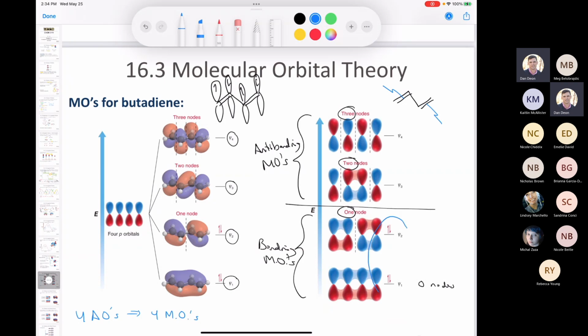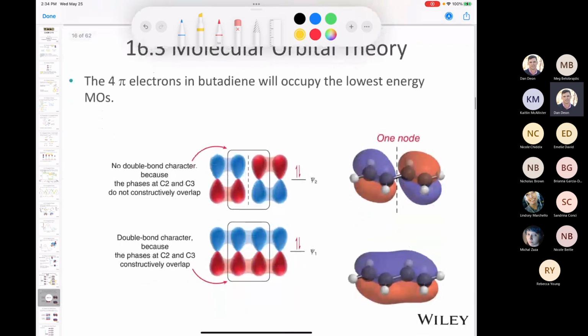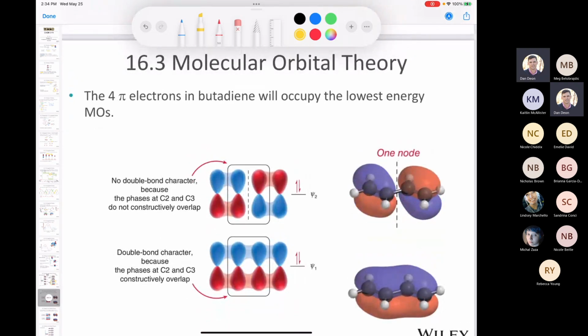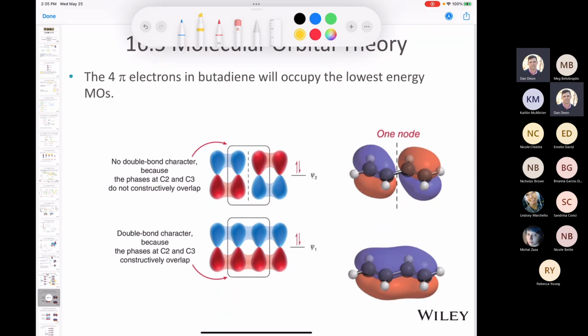Using the Aufbau principle, all of the electrons, all 4 of them, are going to end up in bonding molecular orbitals. So now, let's turn our attention to where the electrons are in these 2 bonding molecular orbitals. All 4 of those pi electrons are going to be in those lowest energy, or the bonding molecular orbitals. And check out these 2 molecular orbitals. Let's look at Psi1 and Psi2 a little more carefully.